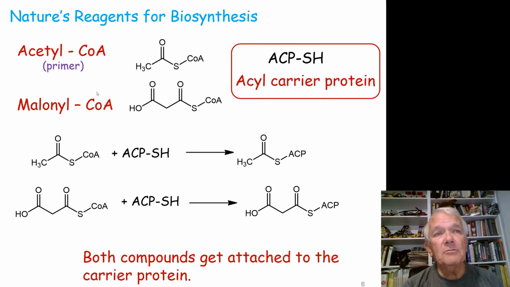We have to do some nomenclature here. We call the acetyl coenzyme A the primer, because it turns out that this is going to be the end carbon. It's going to prime the whole system. And then these malonyl units are going to extend the chain. So we're going to have a primer. There's only one primer in a given synthesis, but there can be any number of extenders. So a primer and an extender.